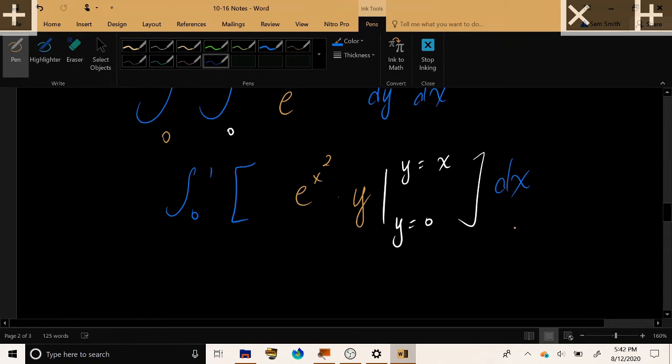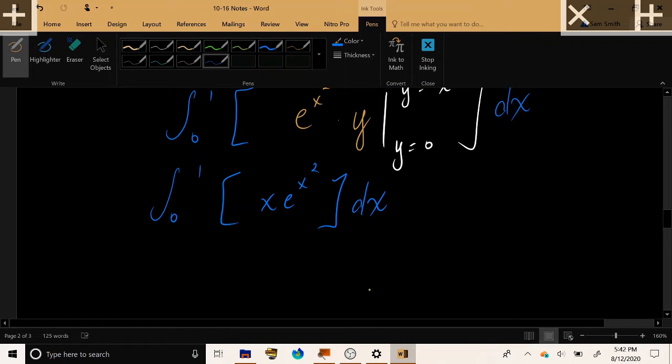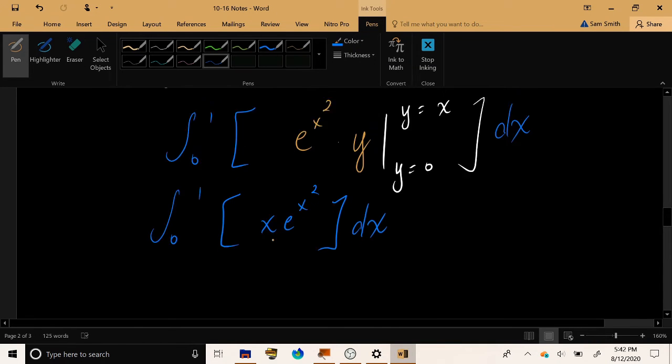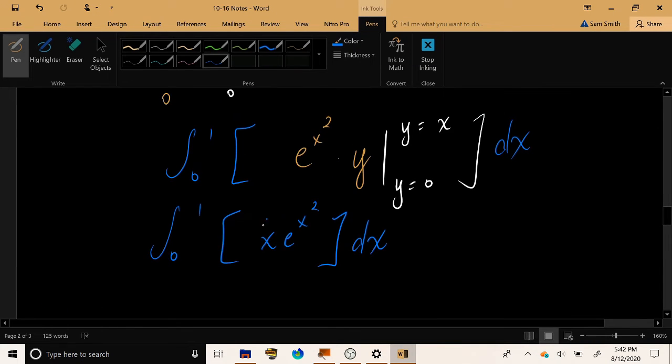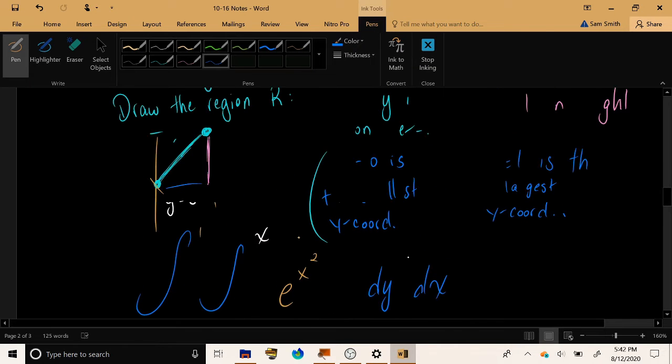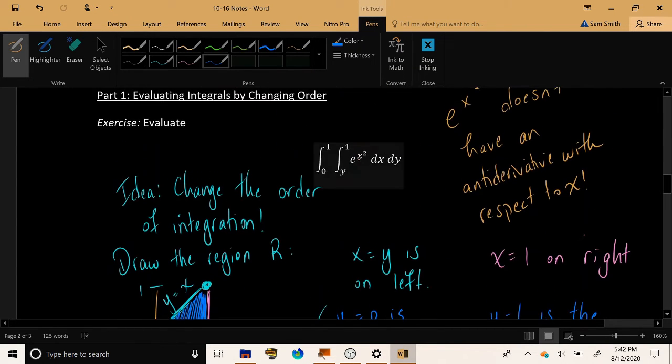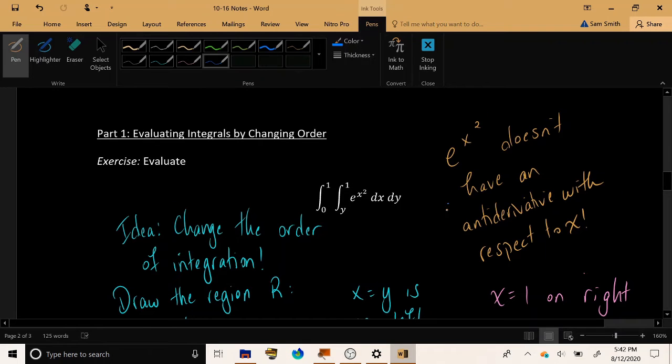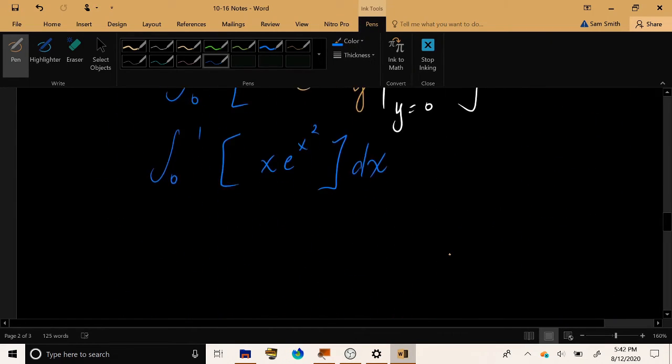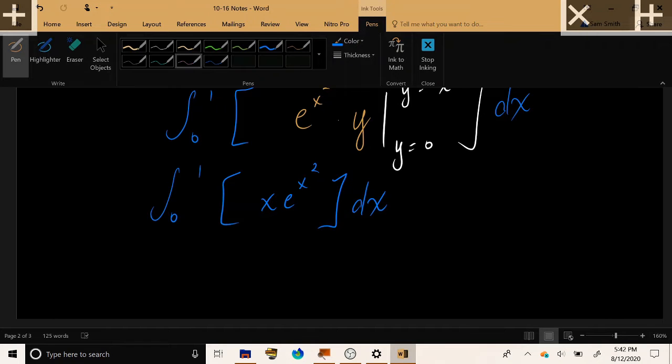Now if I plug in y equals x, I get x e to the x squared, and if I plug in y equals 0, the entire quantity vanishes. So that leaves me with the integral from 0 to 1, x e to the x squared dx. And all of a sudden, because of that extra factor of x, this integral, which was originally impossible, has suddenly become possible. Because we can use a u substitution.